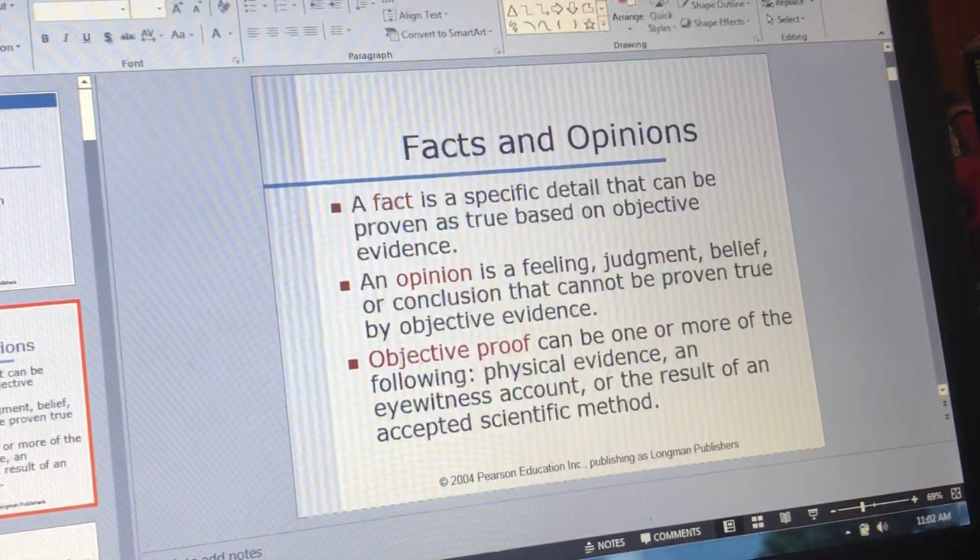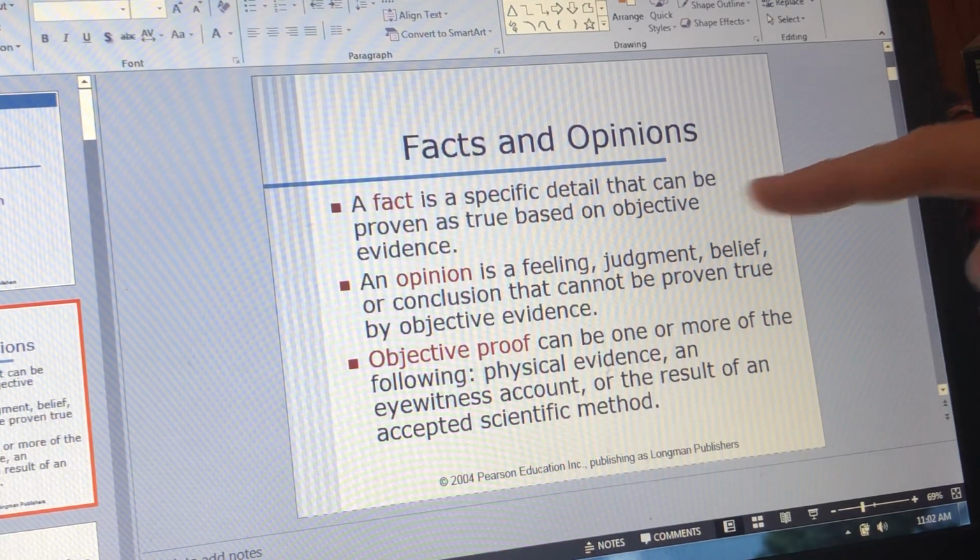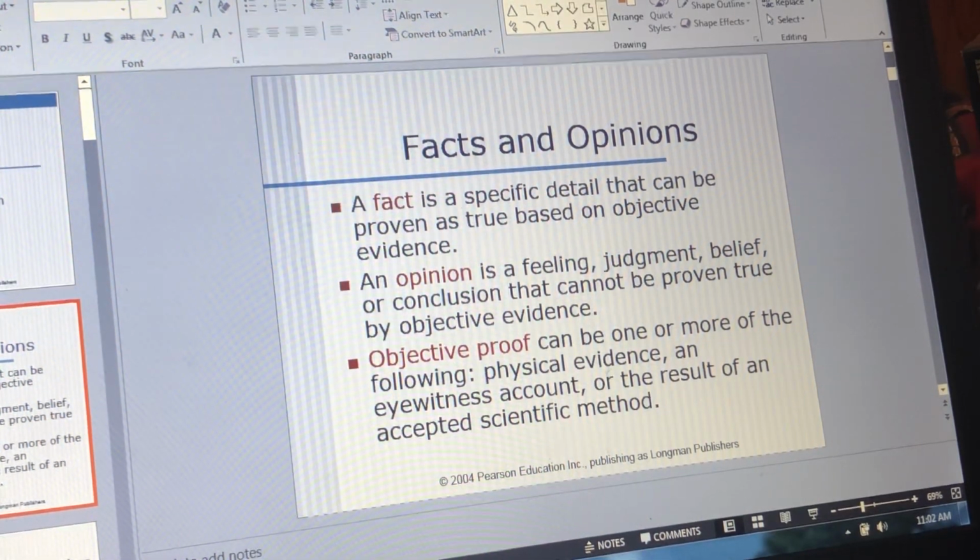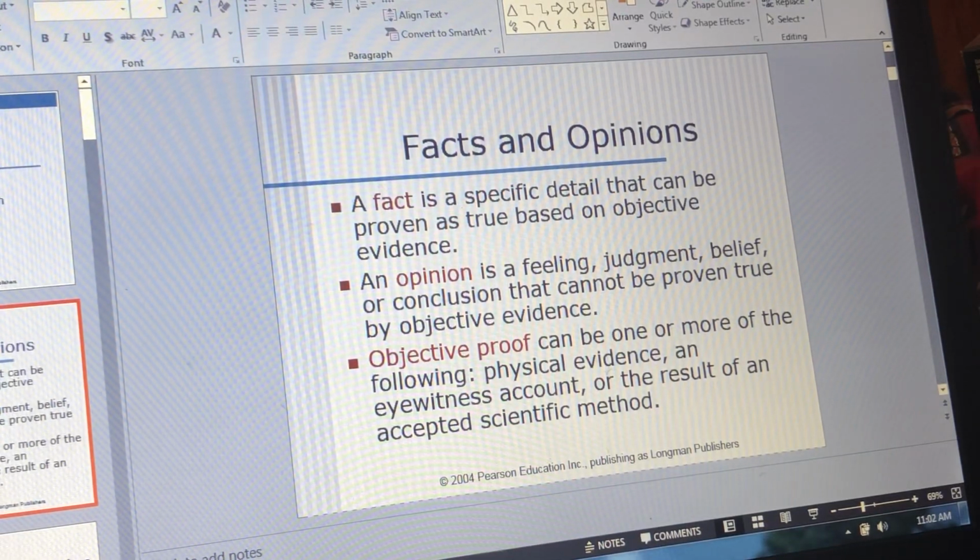And in 101, you spend a lot of time analyzing texts and figuring out the difference between the two of these. Okay, so I just want to go over the definitions so that we're all on the same page. All right, a fact is a detail that can be proven based on objective evidence. You're going to see this word a lot today: objective and subjective. So I'm going to stop and define those.